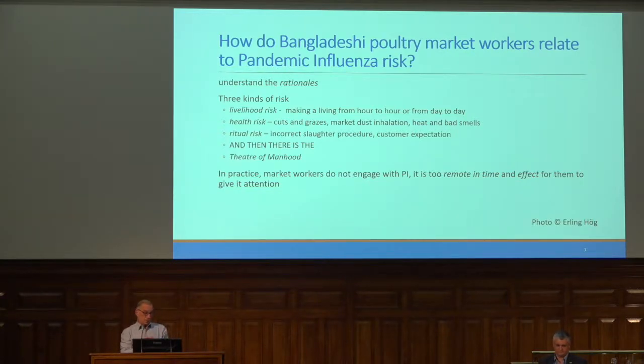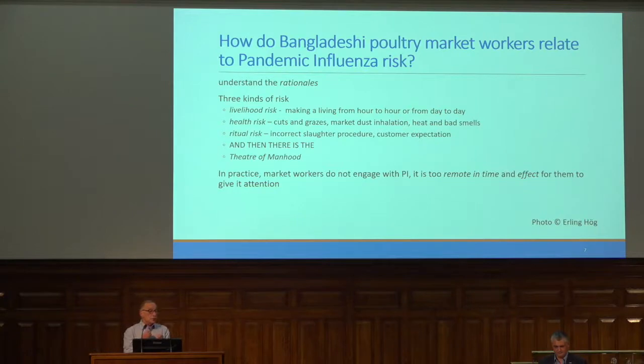Livelihood risk. If they have to slow down, then their income is going to decline. If they wear protective equipment, then it means that actually they're going to be able to work less fast, so income goes down. So they're prepared to take the health risks associated with cuts and grazes, with inhalation of market dust, which has quite a large viral load, apart from the aesthetic business of the heat in Bangladesh and the bad smells.